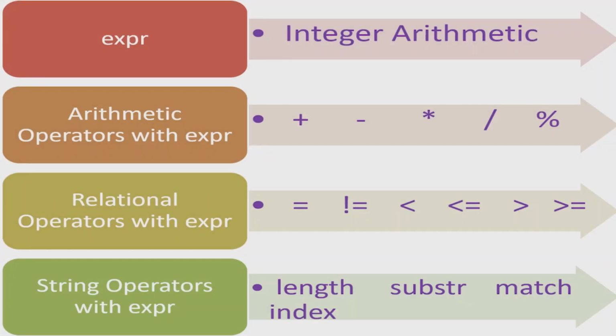To summarize, the expr command is used to do integer arithmetic. The expr command is also used to evaluate arithmetic operators such as plus, minus, star, slash and percentage. The expr command is also used to evaluate relational operators such as equal to, not equal to, less than or equal to, greater than and greater than or equal to. The expr command is also used to evaluate string operators such as length, substring, match and index.